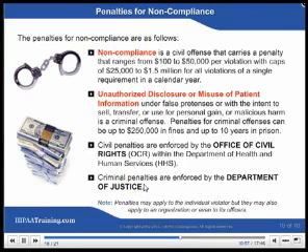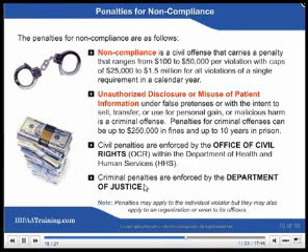Penalties for non-compliance. The penalties for non-compliance are as follows. Non-compliance is a civil offense that carries a penalty that ranges from $100 to $50,000 per violation, with caps of $25,000 to $1.5 million for all violations of a single requirement in a calendar year.